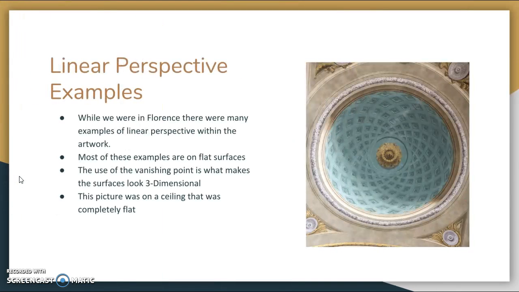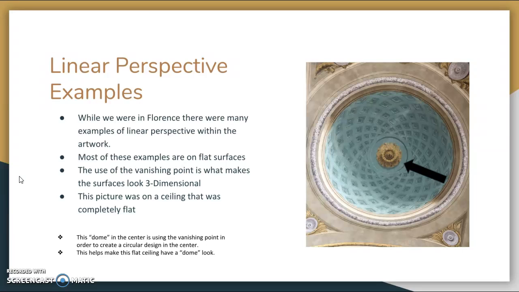Linear perspective examples. While we were in Florence, there were many examples of linear perspective within the artwork. Most of these examples were on flat surfaces. The use of the vanishing point is what makes the surfaces look three-dimensional. For example, this picture on a ceiling that was completely flat. This dome in the center is using the vanishing point in order to create a circular design in the center. This helps make this flat ceiling have a dome look.